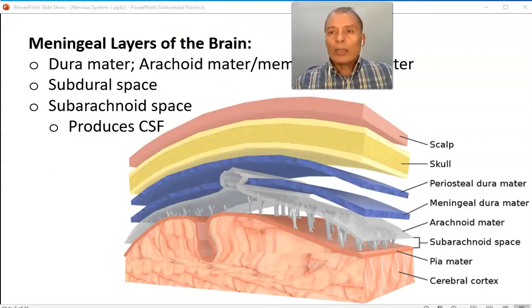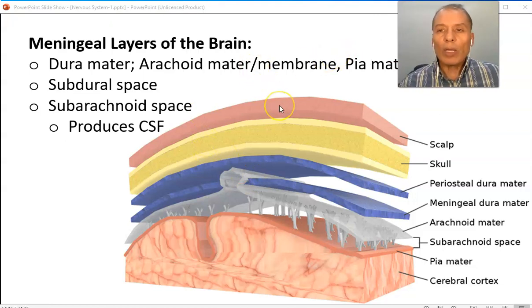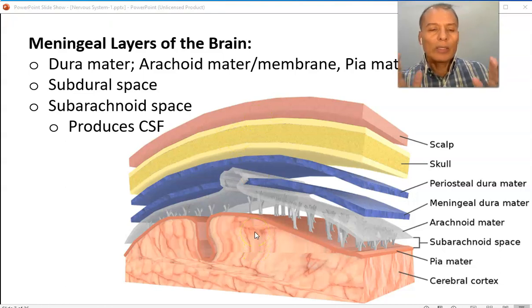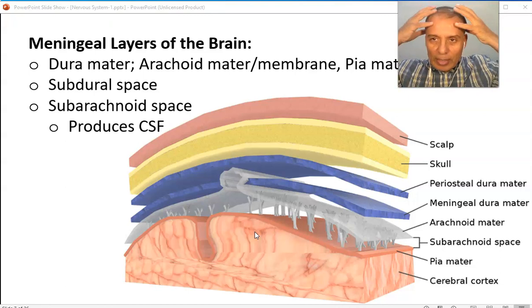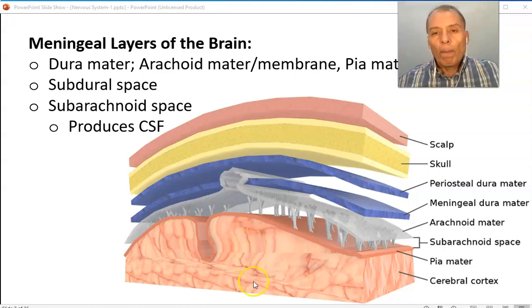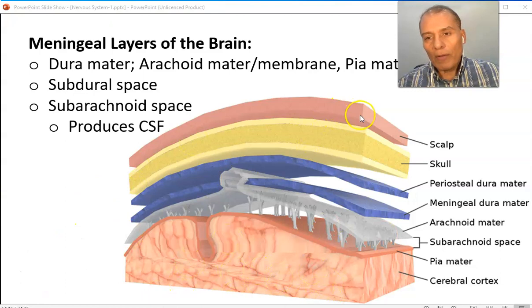So now we look at the coverings that surround the brain, obviously to protect it. The consistency of brain tissue is similar to toothpaste. But because it is soft and vulnerable, it makes sense that it is encased inside of a hard shell to protect it against damage. So you have the scalp and you have the skull.